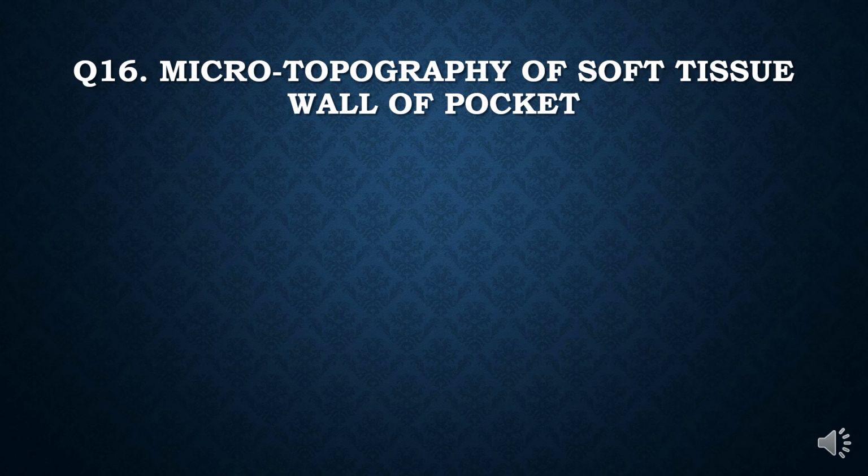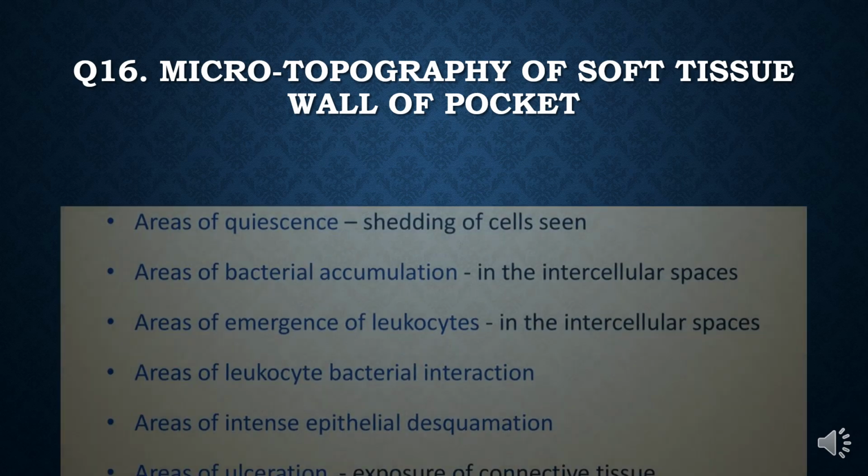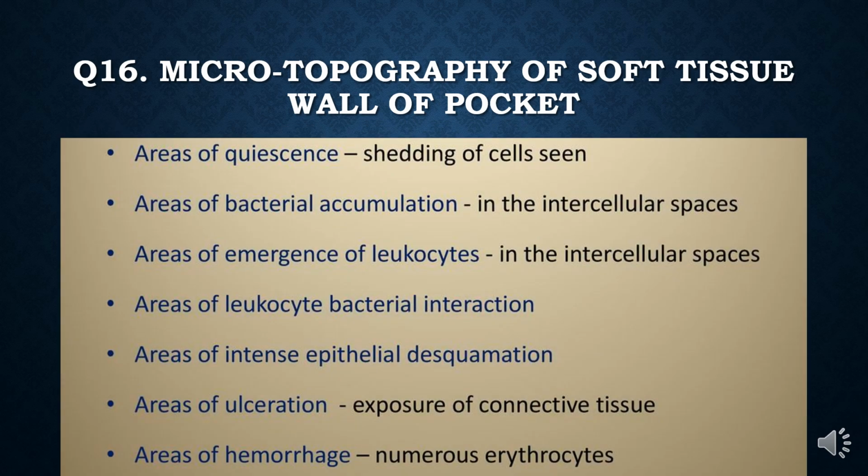Microtopography of the soft tissue wall of the pocket includes the areas of quiescence, areas of bacterial accumulation, areas of emergence of leukocytes, areas of leukocyte-bacterial interaction, areas of intense epithelial desquamation, areas of ulceration, and areas of hemorrhage.